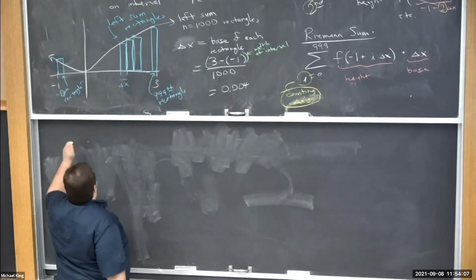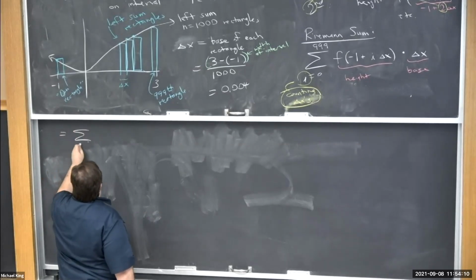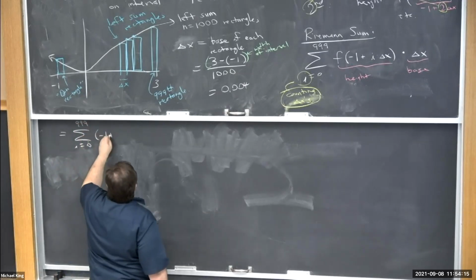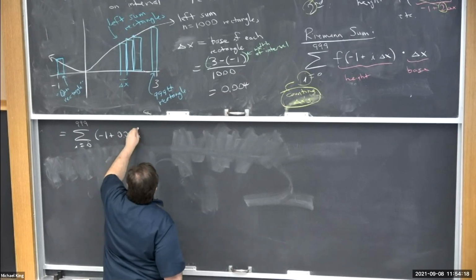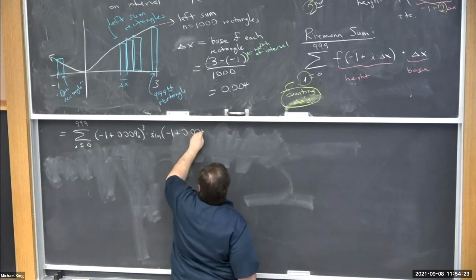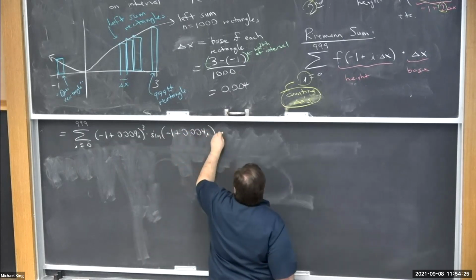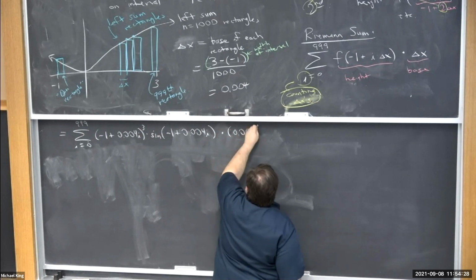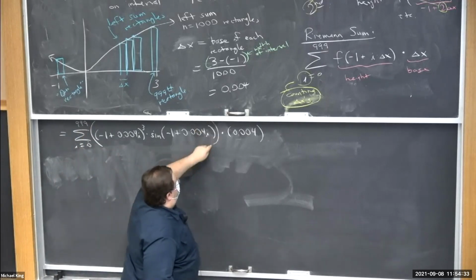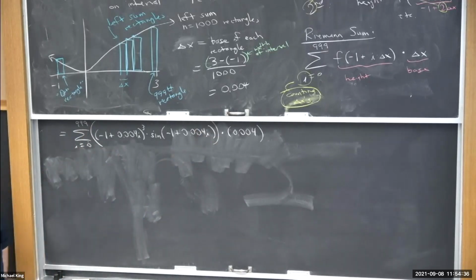So that's going to equal the sum of -1 plus 0.004 i cubed, times the sine of -1 plus 0.004 i, times 0.004, because that's the delta x. So this whole thing is the height, right? That might have been a little fast, but let me know if you have questions about what I did there.